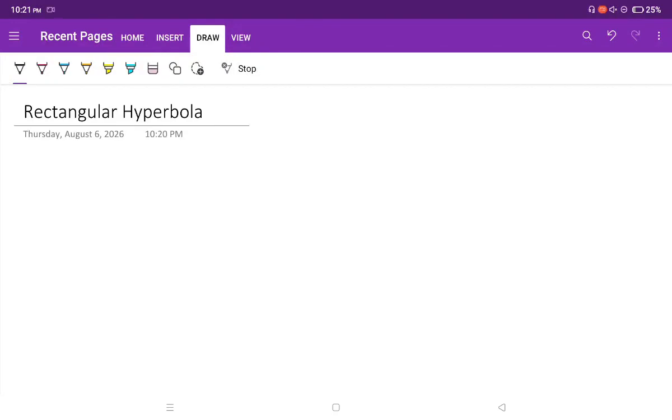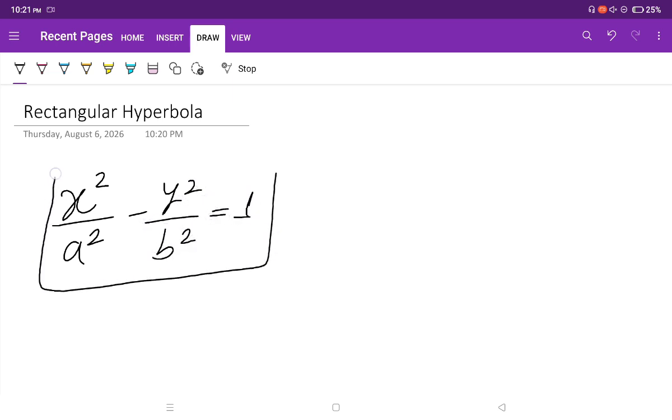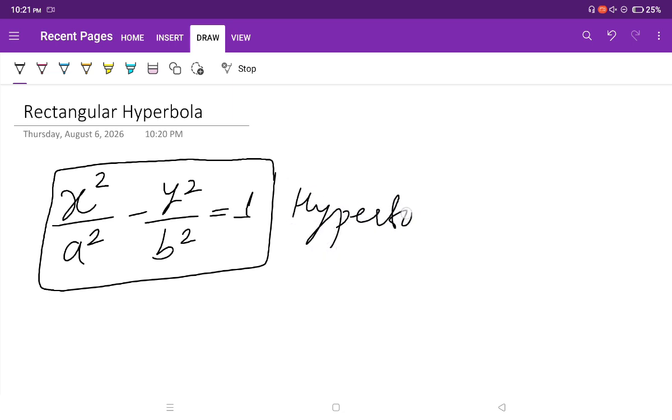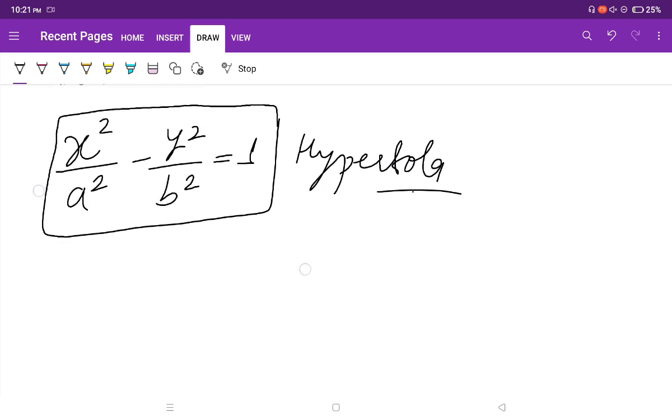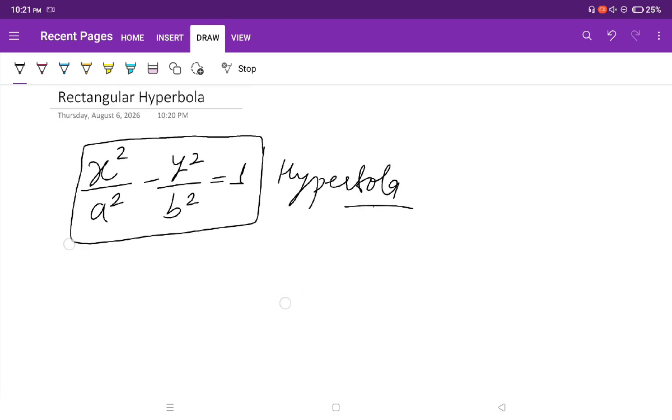Let's continue conic sections with rectangular hyperbola. So far we have seen the equation of hyperbola, that was x squared over a square minus y square over b square equals 1, right? That was the equation of hyperbola, correct? Now rectangular hyperbola.